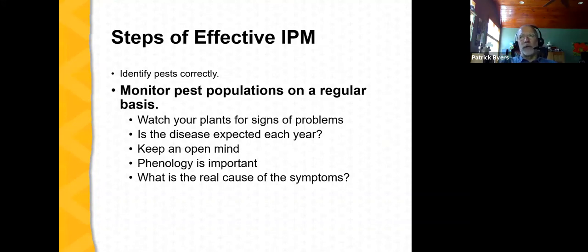And then, of course, what is the real cause of the symptoms? You definitely want to look beyond just the above ground part of the plant. If you're seeing evidence of a disease, you want to look at the crown, you want to look at the root system. Examine the entire plant and keep an open mind.